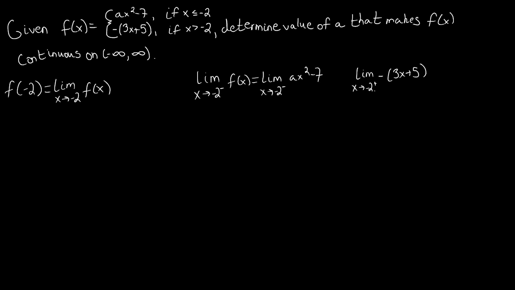Okay, so let's look at analyzing this piece first. As x approaches -2 from the right, we're first going to look at this product here. So as this happens, 3x will approach -6 from the right.